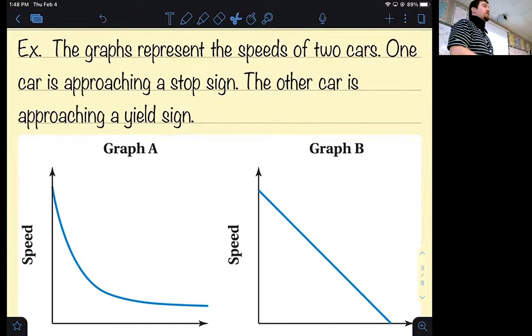Yield means you're slowing down, and to yield means you're almost surrendering, because if you're yielding, that means the other lane has the right of way. So if I'm making a right turn, you can actually turn right on red. Now that's a little bit different because you're supposed to stop first, then turn right.